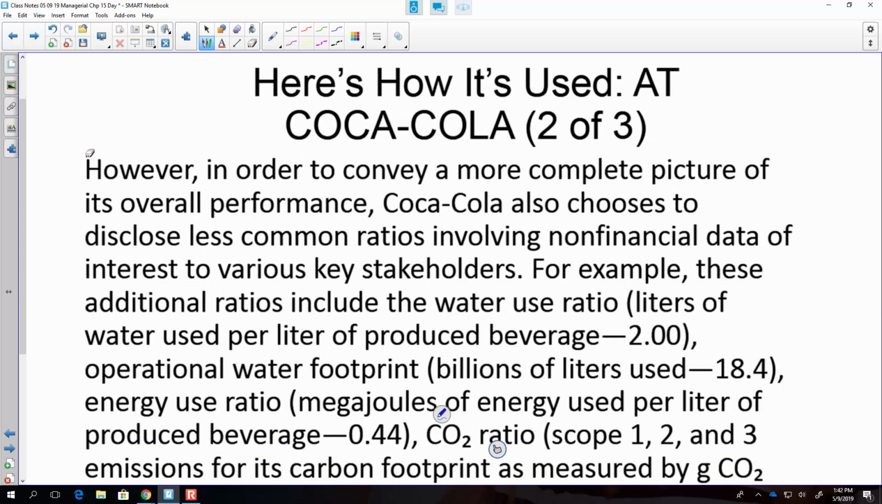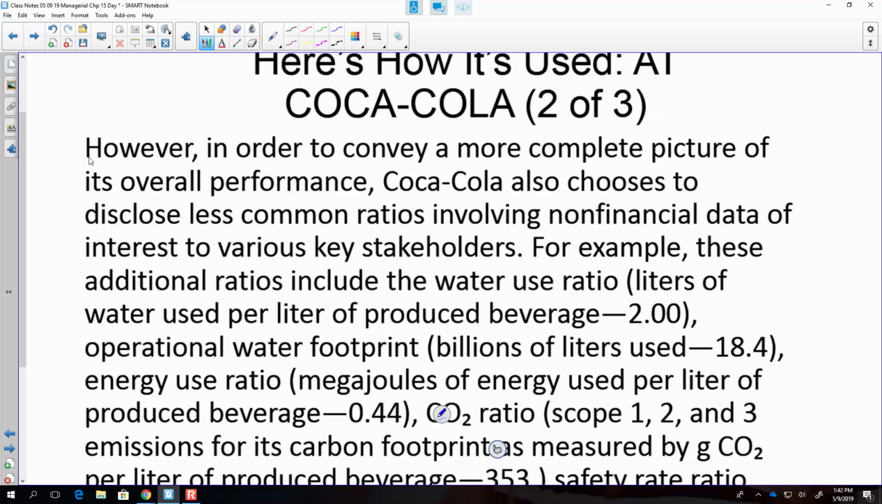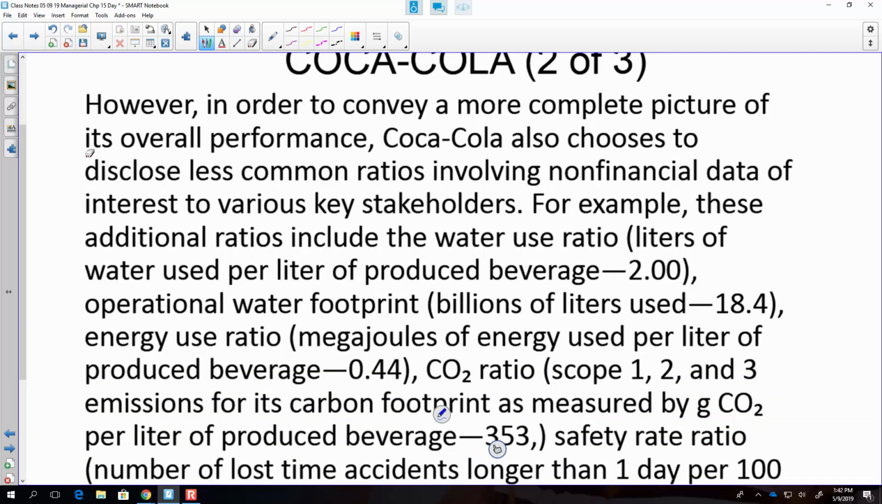So if you get a chance, they also talk about here operational water footprint, billions of liters used. So it's interesting how in many cases now a lot of companies are giving non-financial and more environmental information. A lot of investors want to invest in companies that are reducing their carbon footprint, right? Or trying to improve or reduce the environmental waste that is occurring in so many operations. So if you get a chance, take a look at that.